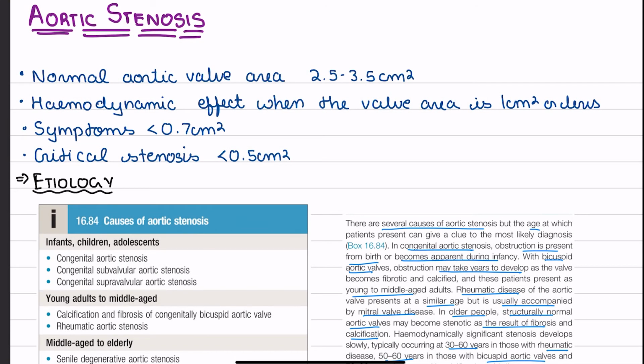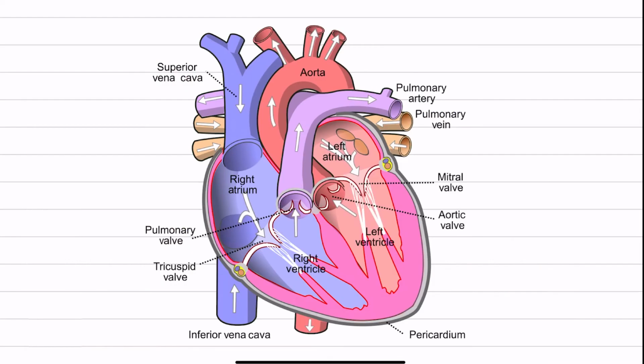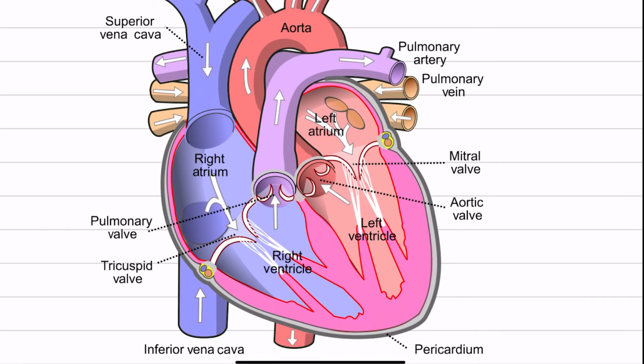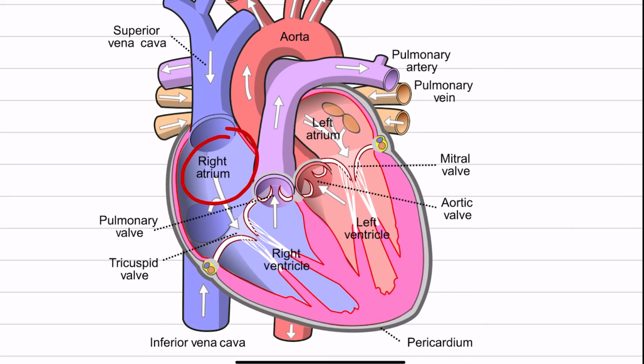So today we're going to talk about aortic stenosis. Stenosis basically means narrowing, so aortic stenosis means narrowing of the aortic valve. As you might know, this is the heart: the right atrium, right ventricle, left atrium and the left ventricle. The aorta arises from the left ventricle and supplies blood to the body, and the aortic valve is the valve between the left ventricle and the aorta.